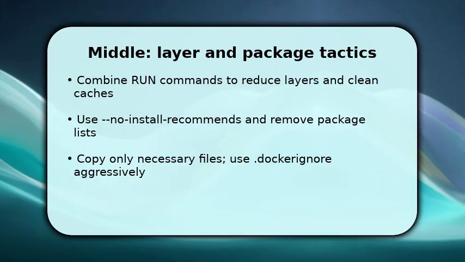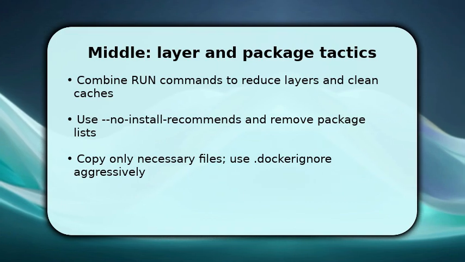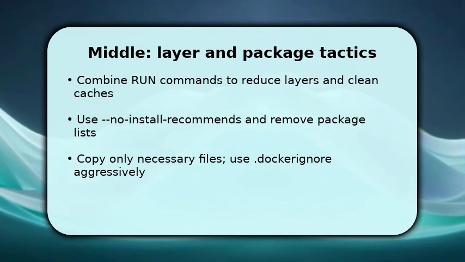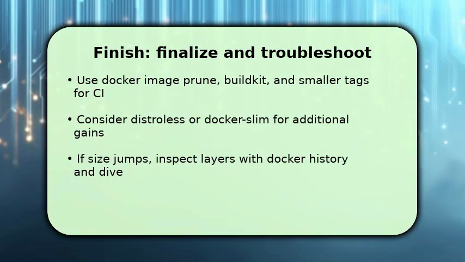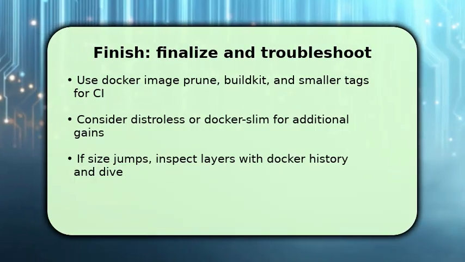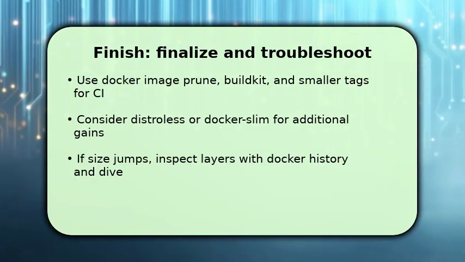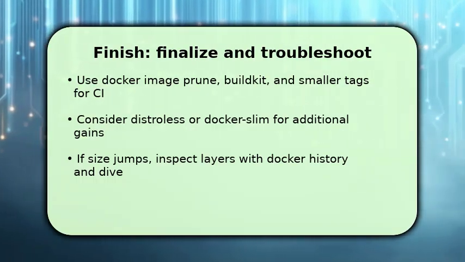Also strip debugging symbols from binaries when safe, because smaller binaries directly lower image size without changing behavior. To finish, build with BuildKit enabled and tag images clearly for slim variants. Then run Docker image prune to remove dangling layers. Consider switching to distroless or run a Docker slim pass to automatically minimize runtime images.